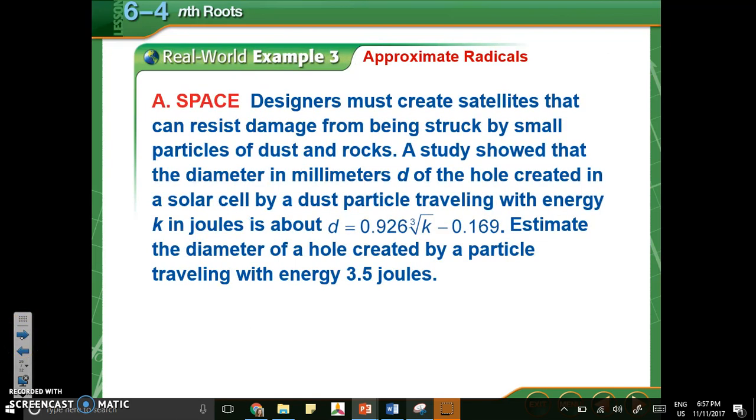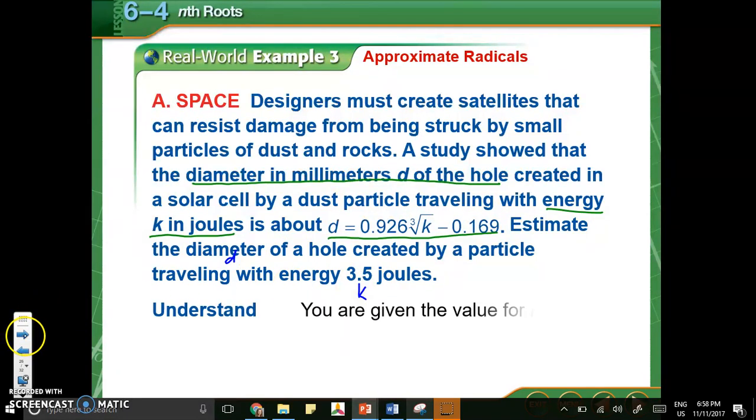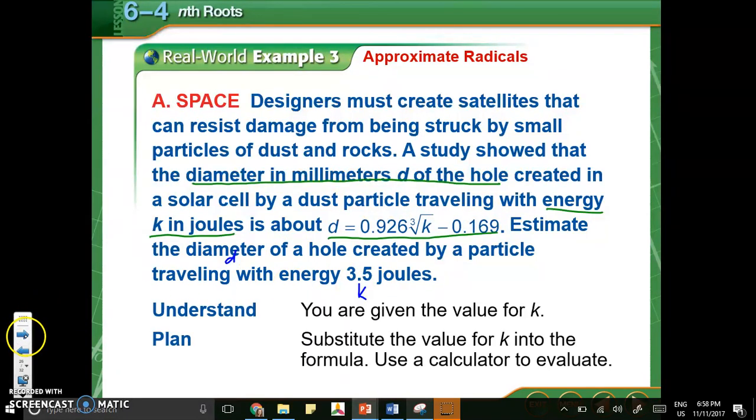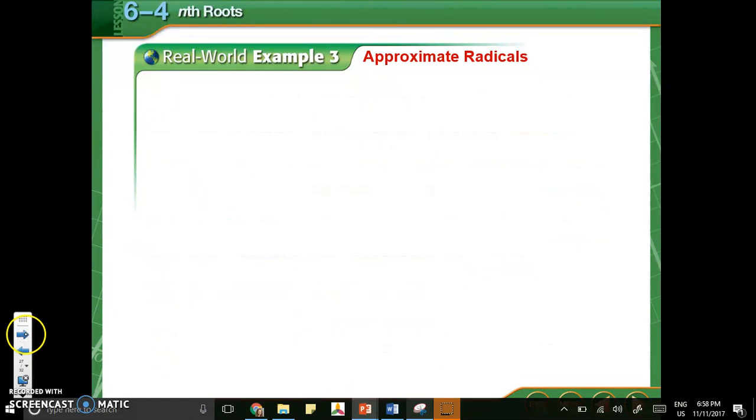All right, let's take a look at this real-world example real quick. I'm going to pause the video and take a second to read this through. All right, so hopefully you notice that D is the diameter of the hole, K is the energy in joules, and notice the relationship involves a cube root, okay? So we're going to estimate the diameter of a hole, so we're going to estimate D, we don't know D, created by a particle with 3.5 joules of energy, which is K. So we're going to plug that 3.5 into our formula. I'm going to substitute it, and then in this case we would use a calculator to evaluate it.